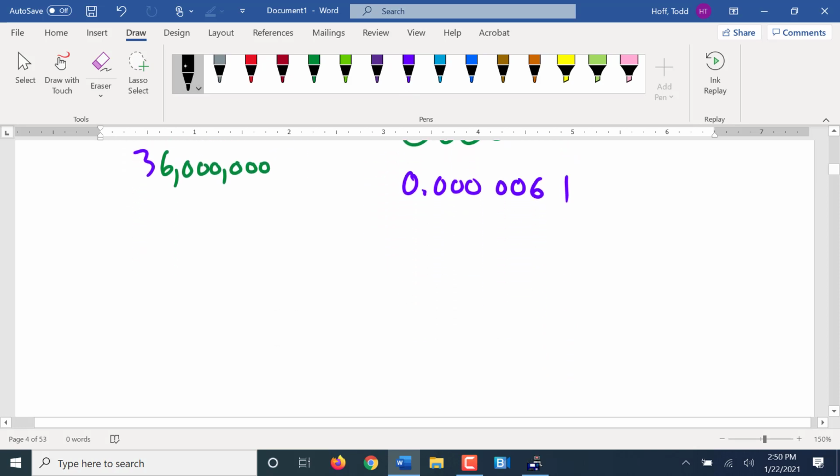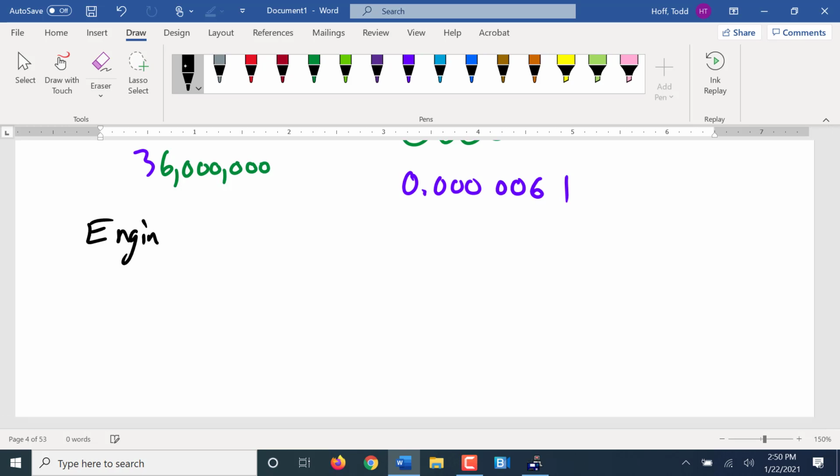Well, there's something out there called engineering notation. Whenever you throw engineers into things, it makes things a lot simpler, right? Sure. Old joke, if anybody can complicate something, it's an engineer.